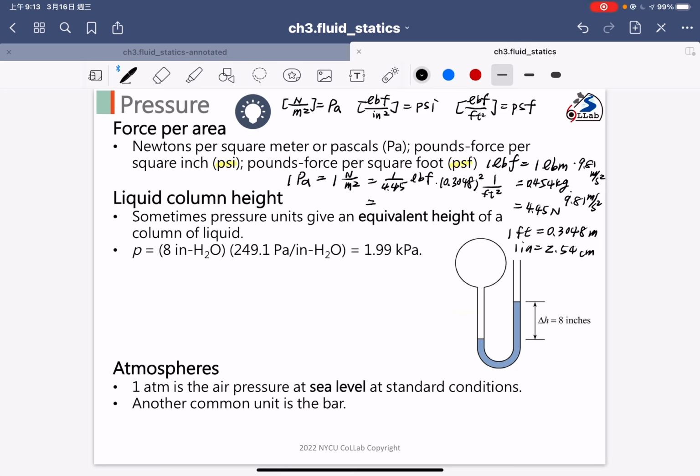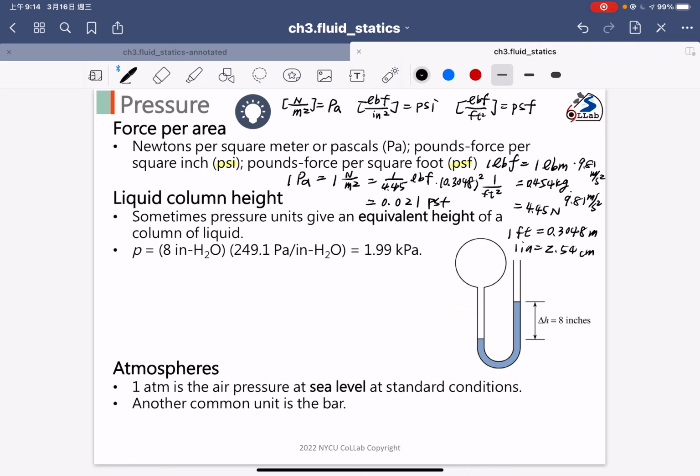Okay, so this is a very small number, so you can compute by yourself. It is equal to around 0.02 PSF. Okay, so I just show one example. If you know the unit, you can convert by yourself. And some important numbers you can keep in mind. If you meet the problem, you can convert very easily based on the relationship between two different units.